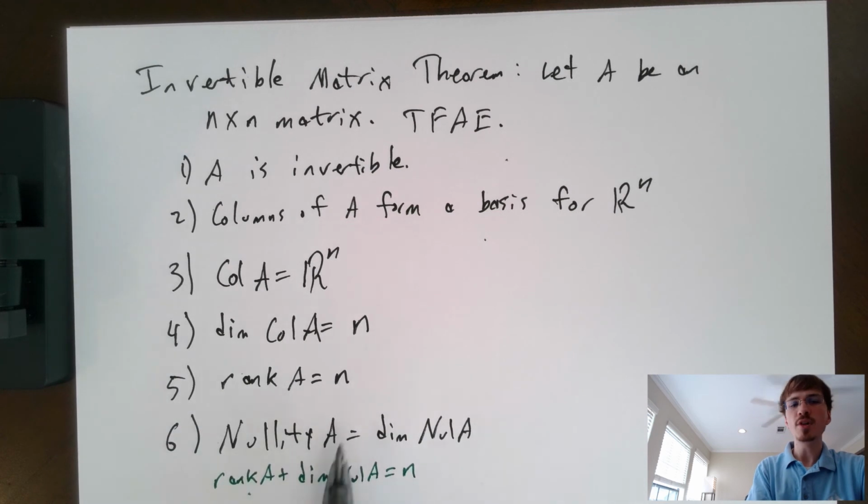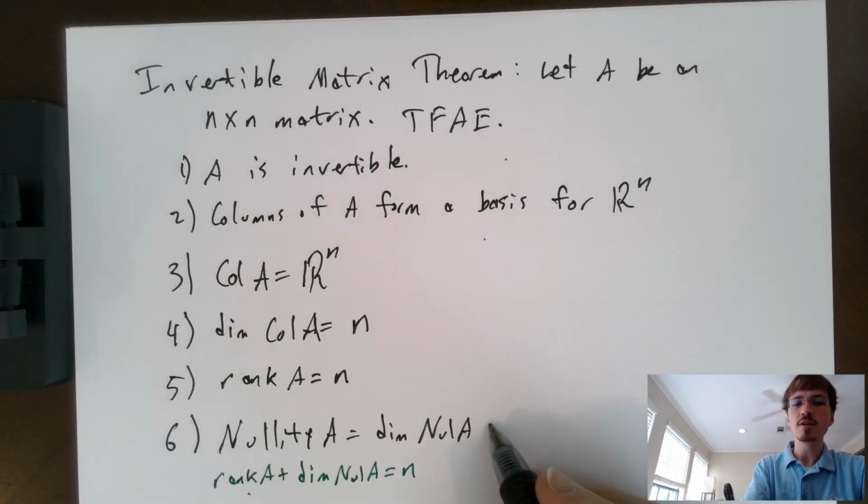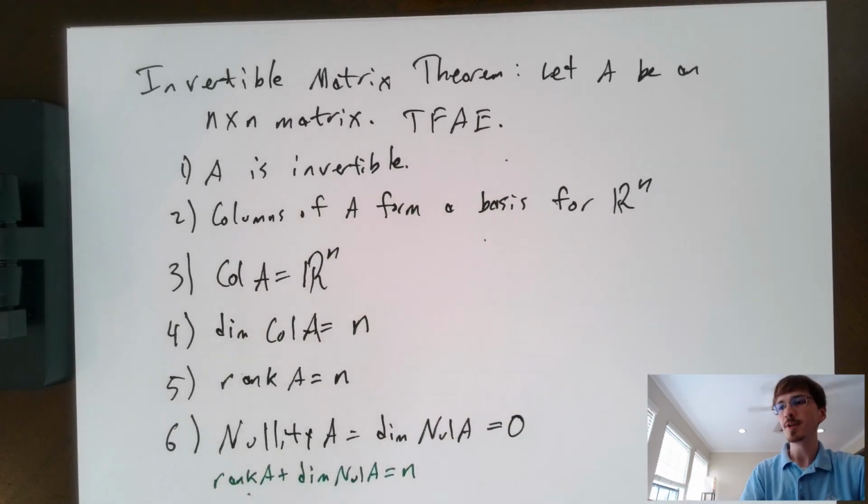Well, if we're invertible, I know that the rank of A is n, and I know that whenever I add the dimension of the null space, I have to get n. So what must the dimension of the null space be? The dimension of the null space has to be 0.